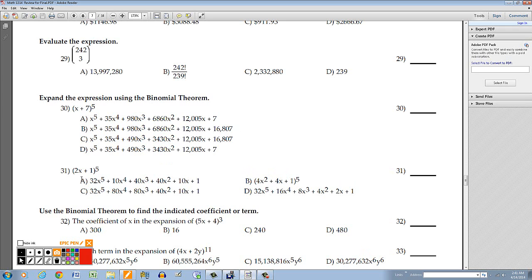On the next one, 2x plus 1 to the 5th. Again, you're looking for something that has 6 terms. You can rule B out because of the way it's written. The first term should be 2x to the 5th, which should be 32x to the 5th. And the last term should be 1 to the 5th, which would be 1. So this could be one of the answers. With simple computations for that one, you should be able to figure out that the one that works out best is 32.